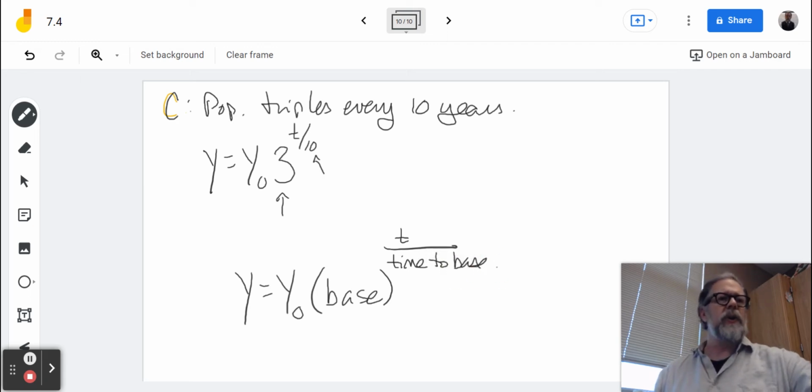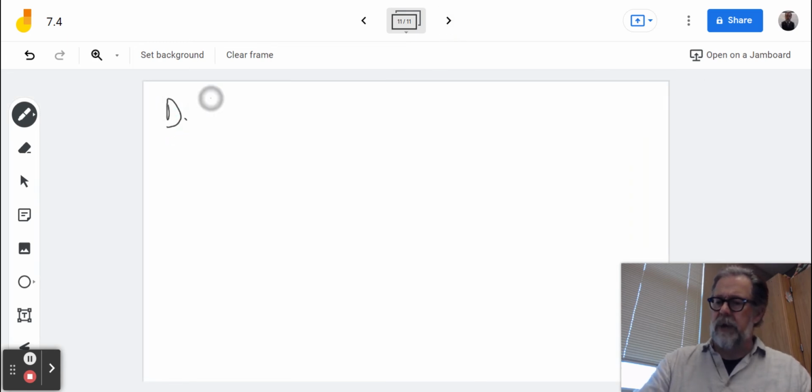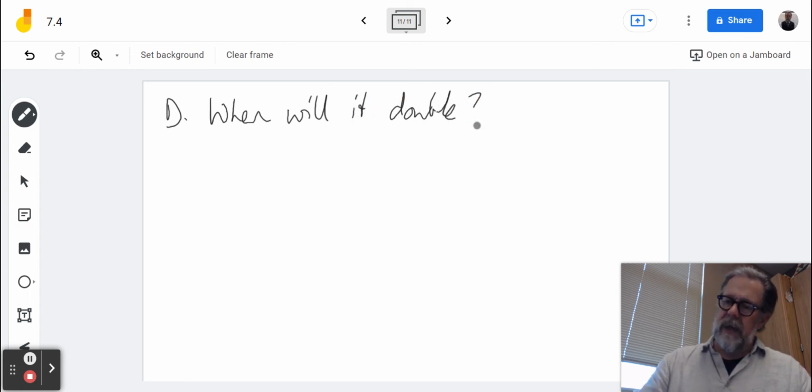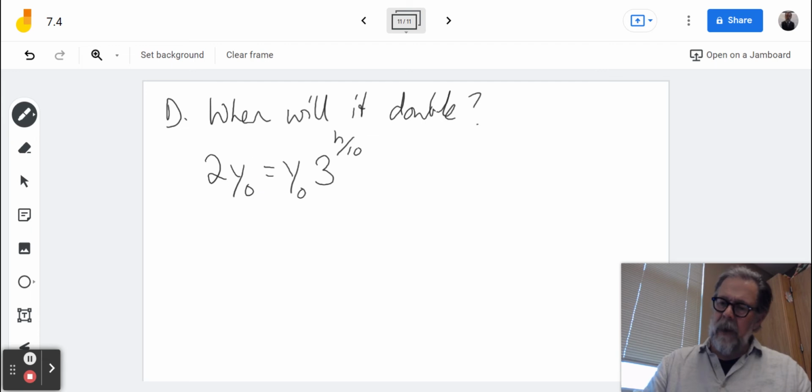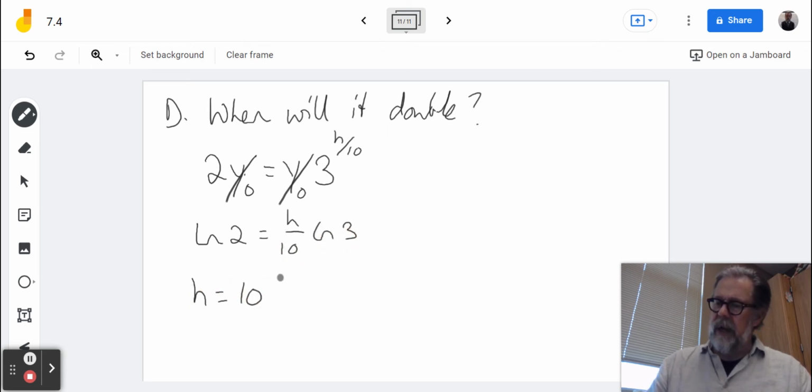There's my general equation, and now I can use that moving forward. So now let's take this equation and very quickly ask ourselves, well, when will that population double? And I know that I'm looking for 2y0 equals y0 times 3 to the t over 10. The y0's cancel, taking the natural log of both sides, and I see that t is equal to 10 times the natural log of 2 over the natural log of 3.